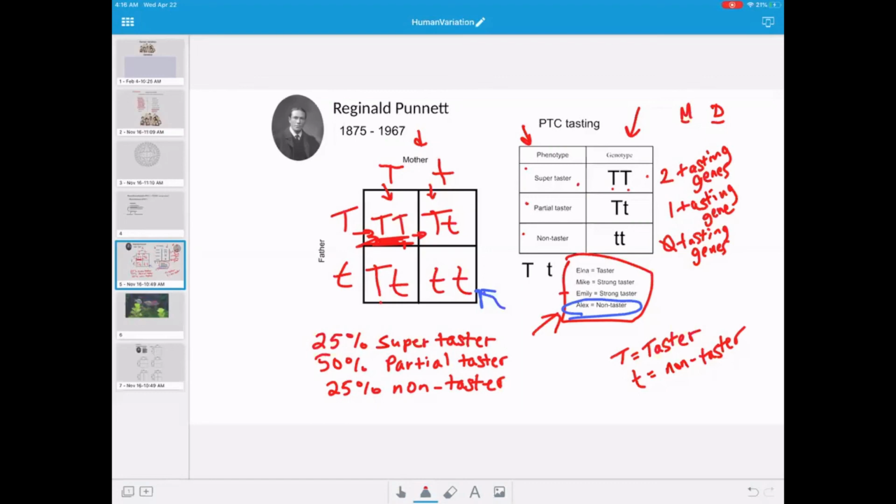So it looks like there's a chance that not only am I a partial taster, but my husband is a partial taster too. In fact, that's the only thing that makes sense. And so therefore we have a 25% chance to have a super taster, which we might have one. And we have a 25% chance to have a non-taster, which we definitely know that we have one. And so it's really interesting. And so that actually concludes my little lesson on human variation.